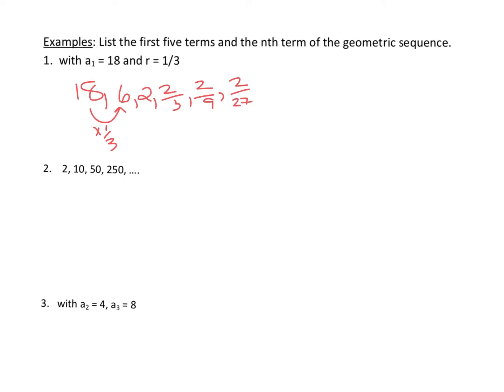So if you have something where, rather than multiplying by successive terms, you're actually dividing by successive terms, it's actually the same thing. It's just multiplying by a fraction. So now I find my nth term by using the formula. Remember again, the nth term is your formula. That's what it's going for. It's going to be a sub n is equal to 18 times 1/3 to the n minus 1 power.